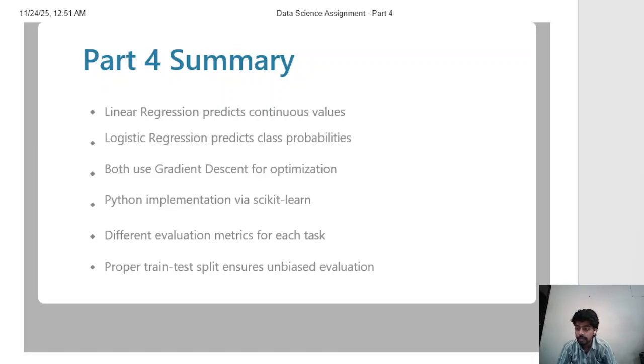Python implementation by sklearn is straightforward, just a few lines of code. Different evaluation metrics apply for different tasks. For regression: RMSE, R2, MAE. For classification: accuracy, precision, recall, F1 score. Proper train test splitting ensures we get unbiased performance estimates on truly unseen data.